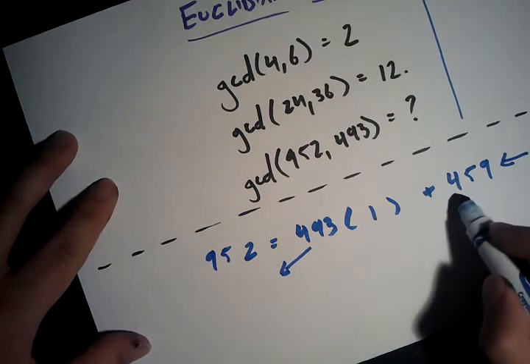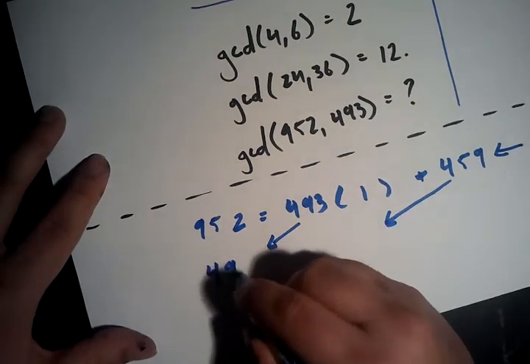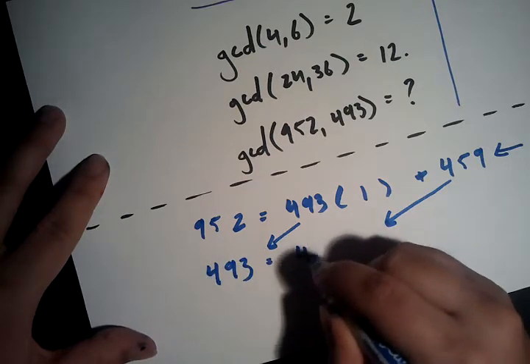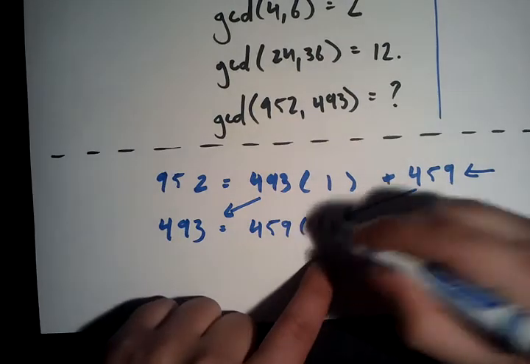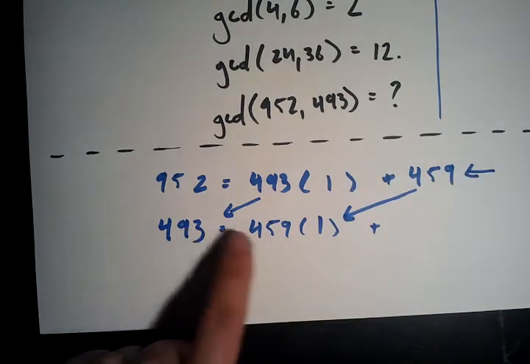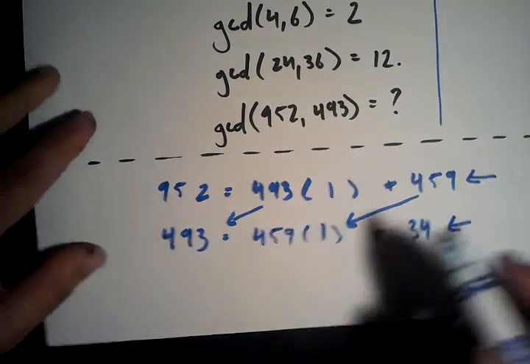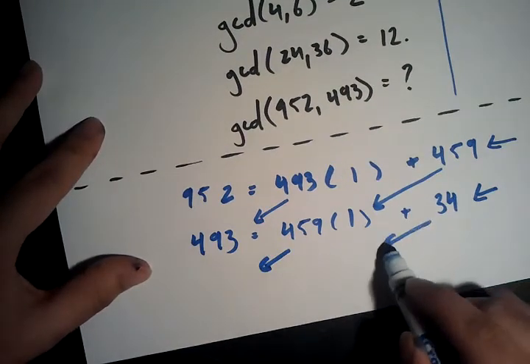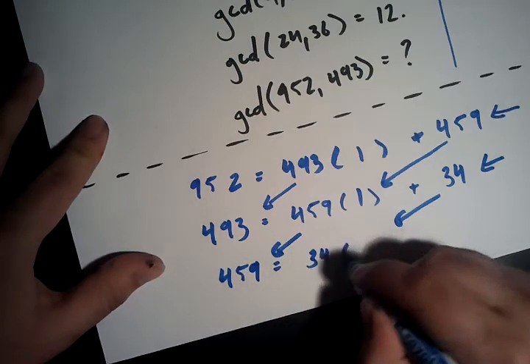And the new numbers we're going to use are these. So now we use 493 equals 459 times what, plus a remainder. This is easy to see, this is 1, and this will be 34 as a remainder. Notice we still have a remainder, we have to keep going. Carry all these down. 459 equals 34 times what?